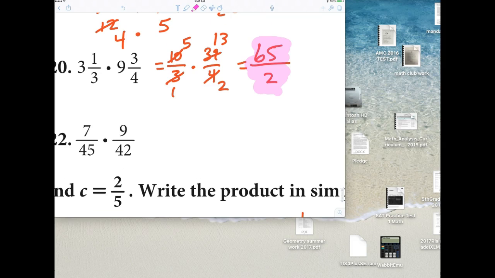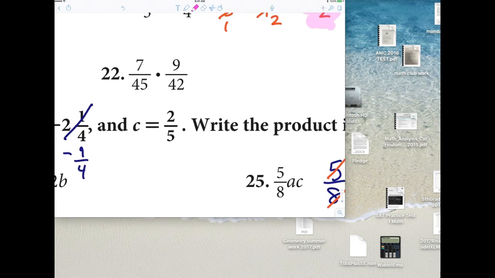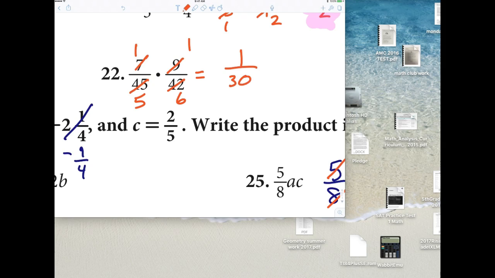All right, Lander, why don't you help me out on 22, buddy? What am I doing? You have to reduce 7 and 42. So that's 1 for the 7, and 42 is 6. And I think you can reduce the 9 and 45. So 9 is 1, and then 45 is 5. Final answer: it is 1 over 4. Tell me again? Oh, 30. Sorry. Don't be sorry. 1 over 30. I'm totally happy with that.